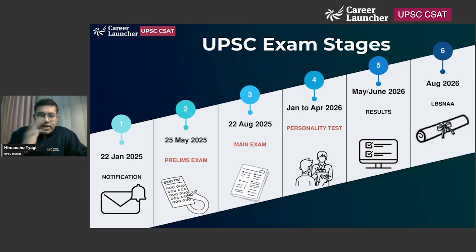First, understand what are the exam stages. So you have notification. सबसे पहले notification आता है. Then first stage is prelims examination. Then main examination. Then personality test. After that, your final result will come out, and then your training will start at LBSNAA once you get selected in the UPSC Civil Service examination. So let's understand these three stages: prelims, mains, and personality test in details.